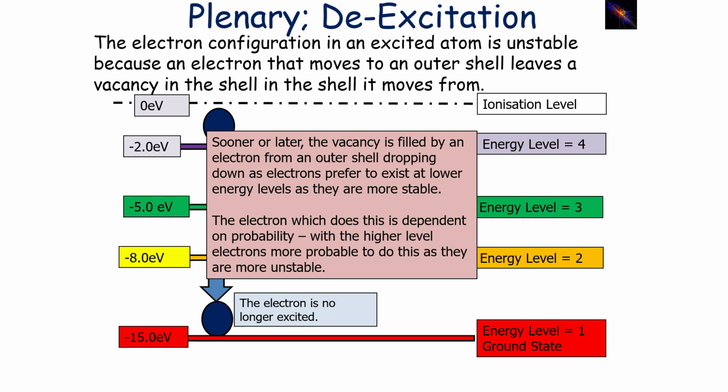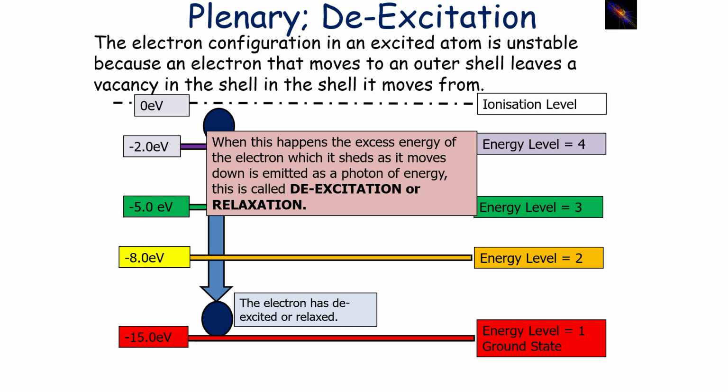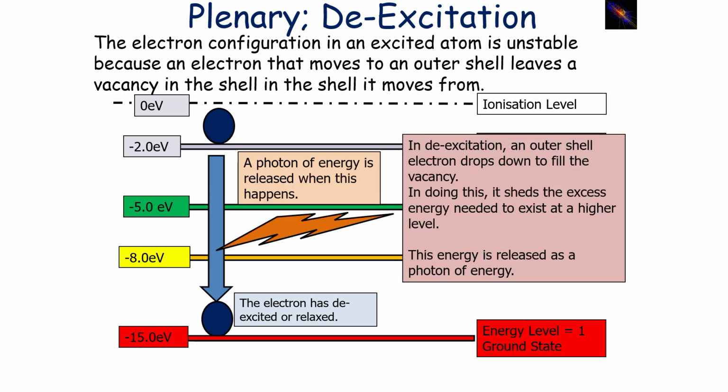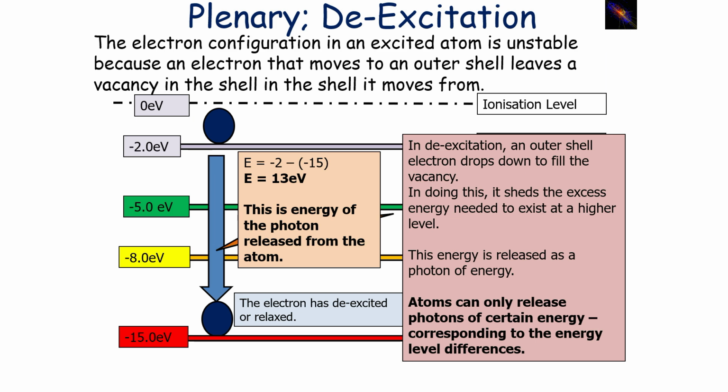Now which one does this is dependent on probability. Now this is why electrons fill up certain shells first. It's more energetically favourable to do so. So when an electron goes down levels, the excess energy of the electron is shed as it moves down, which we call de-excitation or relaxation. Now in de-excitation, the excess energy shed will be as a photon. Now this photon will have an energy equal to the energy level difference of the levels. Now atoms can only release photons of certain energy corresponding to those energy level differences. Now in this case it will be going from -2 to -15, so the energy of this photon is 13 eV. That's the energy of the photon released from the atom.